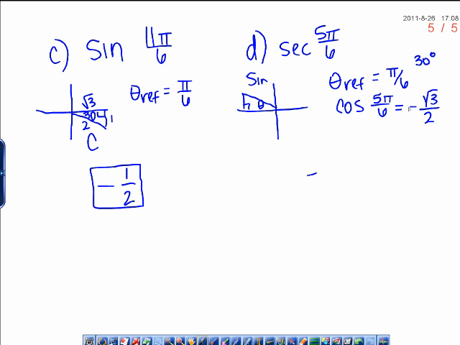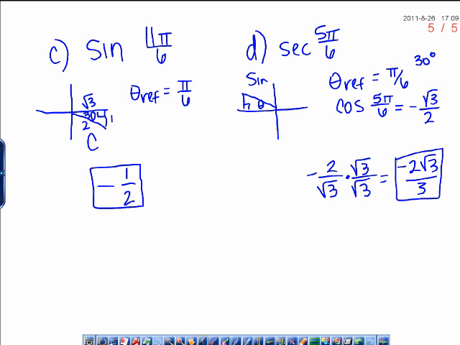Alright, so I need to take the reciprocal here, because what I really want is secant. So my answer is negative 2 over square root of 3. This is the right answer. It's not simplified, so we need to do that. Multiply by square root of 3 over square root of 3. So my final answer here is negative 2 square root of 3 over 3.